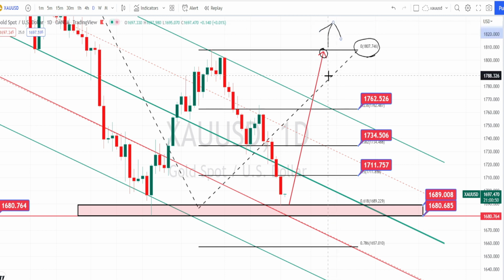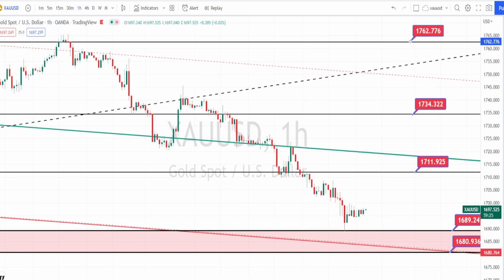Let us do the analysis in hourly time frame. I am in hourly time frame now. In the hourly time frame also, I am drawing a bearish channel pattern.